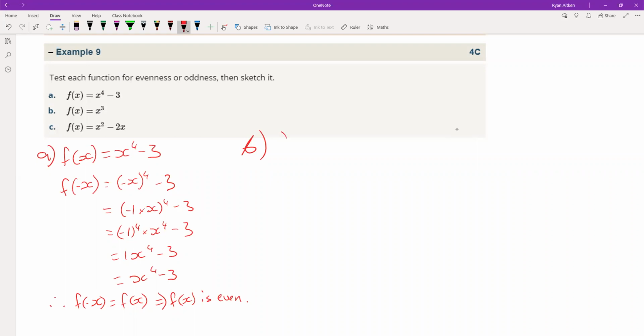So part B, x to the 3. If f of x equals x to the power of 3, then f of negative x, as I demonstrated before, equals negative x to the power of 3. And negative 1 cubed is still negative 1. So that's the same as saying negative of x to the power of 3. So clearly f of x is not equal to f of negative x. But what can I say about it? Because remember, it's not a matter of proving neither. I can say this is equal to negative of f of x. Therefore, f of x is odd.